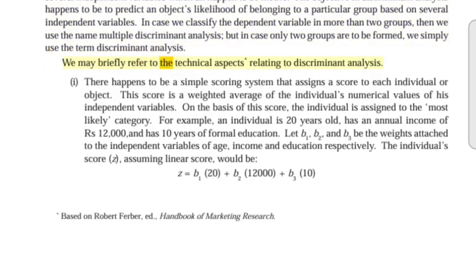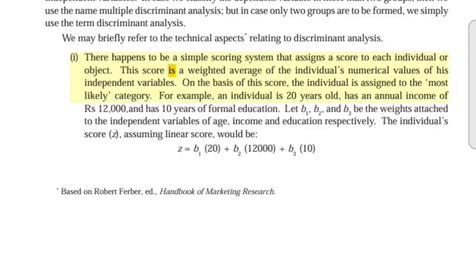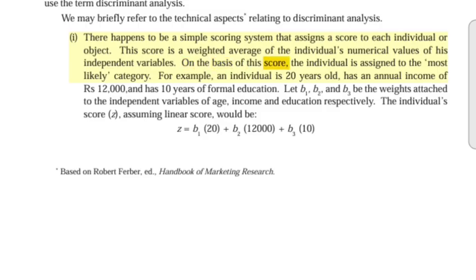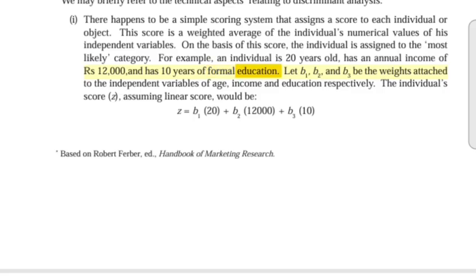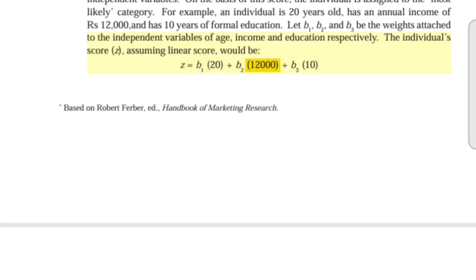We may briefly refer to the technical aspects relating to discriminant analysis. There happens to be a simple scoring system that assigns a score to each individual or object. This score is a weighted average of the individual's numerical values of his independent variables. On the basis of this score, the individual is assigned to the most likely category. For example, an individual is 20 years old, has an annual income of 12,000 rupees, and has 10 years of formal education. Let B1, B2, and B3 be the weights attached to the independent variables of age, income and education respectively. The individual's score, Z, assuming linear score, would be Z equals B1 times 20 plus B2 times 12,000 plus B3 times 10.